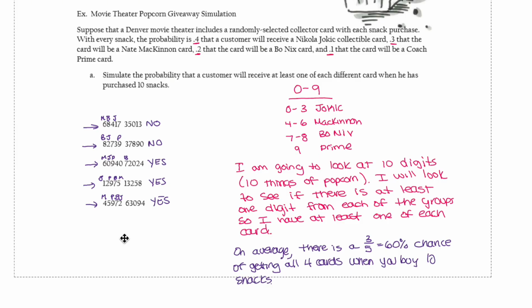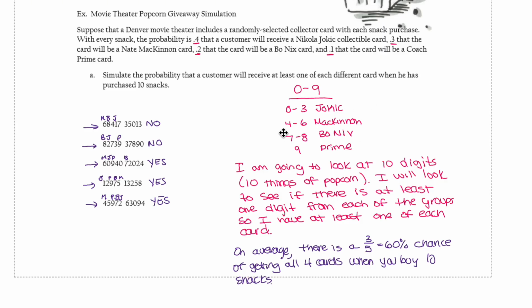The key idea is that we assign digits based on probability proportions. 0.4 goes with 4 digits, 0.3 goes with 3 digits, 0.2 goes with 2 digits, 0.1 goes with 1 digit. So we assign 0 to 3 to Jockey, which is 4 digits, 4 to 6 to Machion, which is 3 digits, 7 to 8 to Bonix, which is 2 digits, and 9 to Prime, which only has 1 digit.